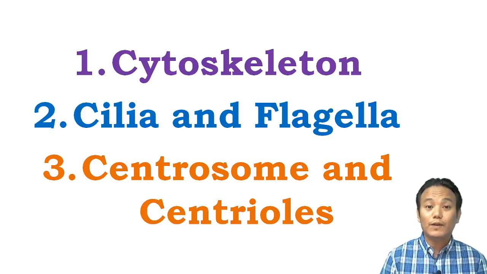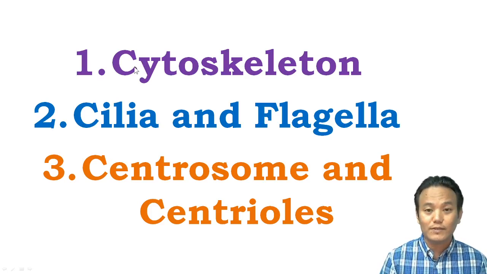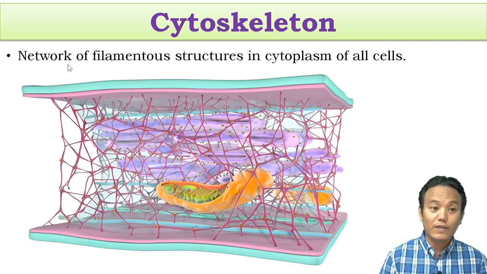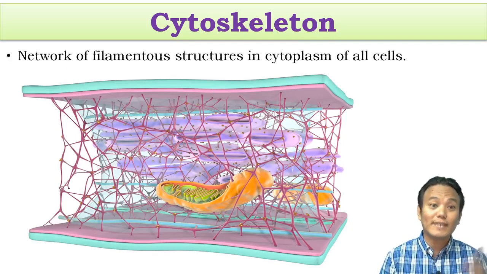In this video we are going to discuss three cellular components, namely cytoskeleton, cilia and flagella, and centrosomes and centrioles. Right. So let us start with cytoskeleton. So what is a cytoskeleton? Cytoskeleton, just like the skeleton of our body system, is a network of filamentous structures that are present in the cytoplasm of the cell. They are called the cytoskeleton.